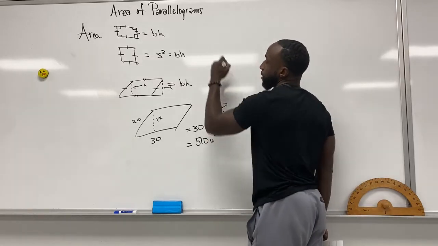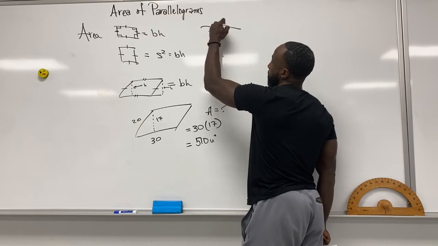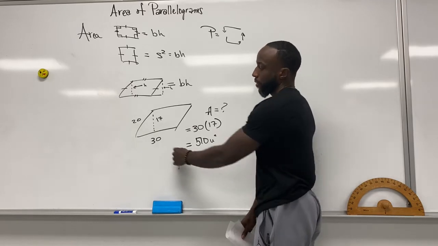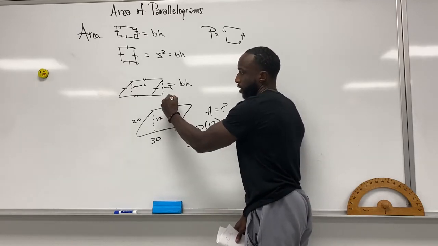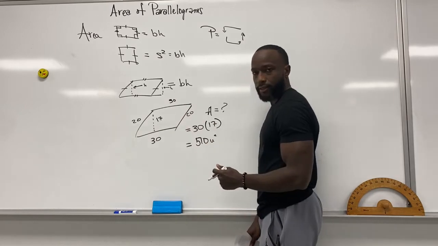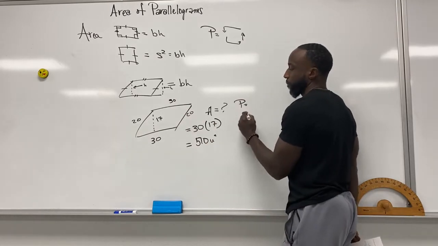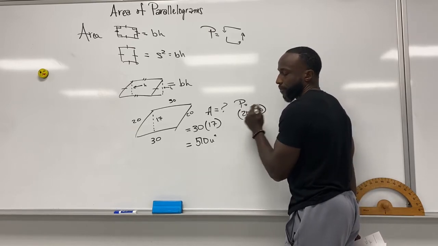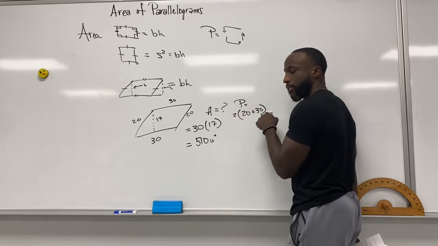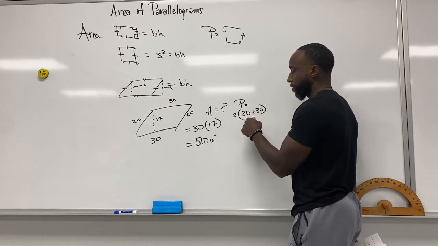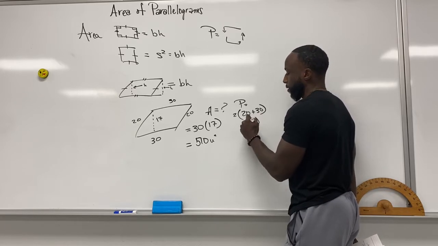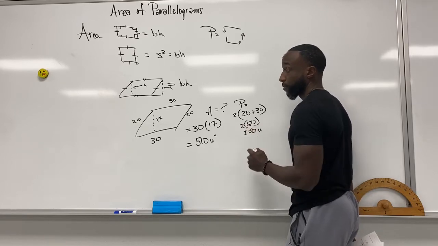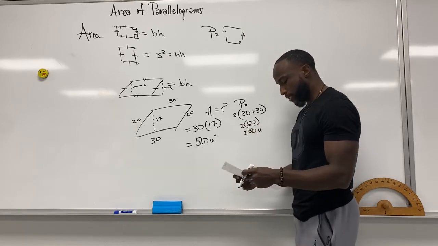What about the perimeter? Well, the perimeter is the distance around. Perimeter is always the distance around. So essentially what you do is you add all the sides together. So if this is 30, this is also 30, and this is 20, right? So the perimeter is going to be 20 plus 20 and 30 plus 30. So it'd be 2 times 20 plus 30. 20 plus 30 is 50. 2 times 50 is 100. So the perimeter is going to be 100 units. And that's the parallelogram.